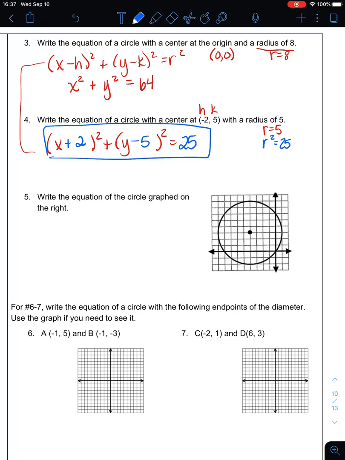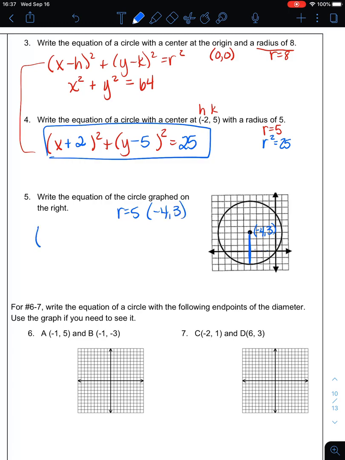So we can do the same thing if we have a graph. In order to get this off the graph, we need to know the center. The center is at 1, 2, 3, 4, negative 4, 3. There's your center. And then let's choose a radius that's easy for us to count. 1, 2, 3, 4, 5. Okay, so r is 5, and the center is at (-4, 3).